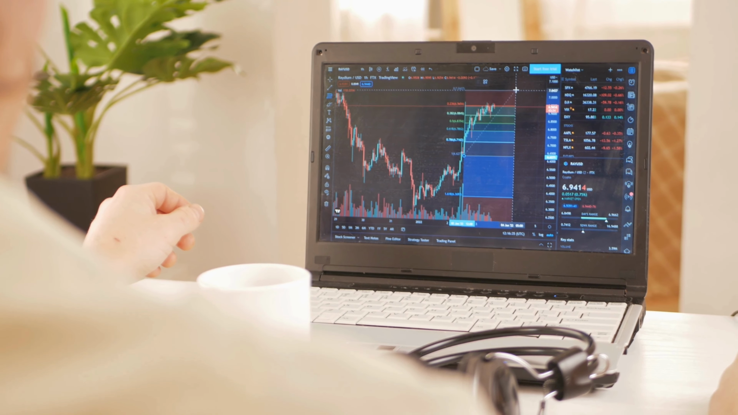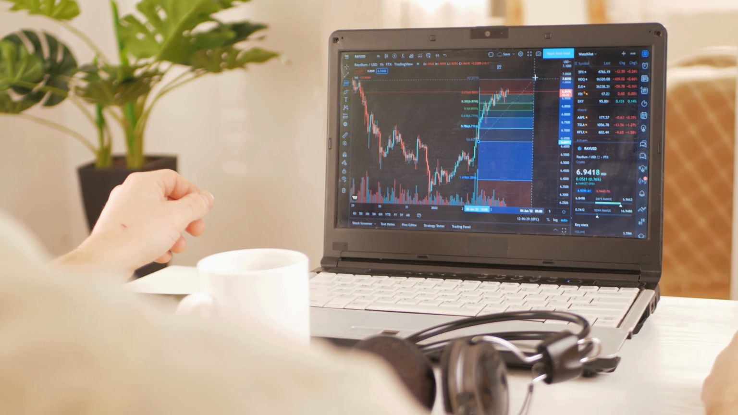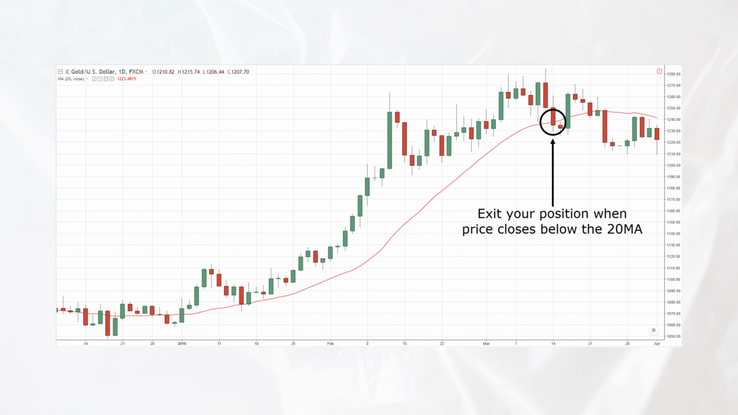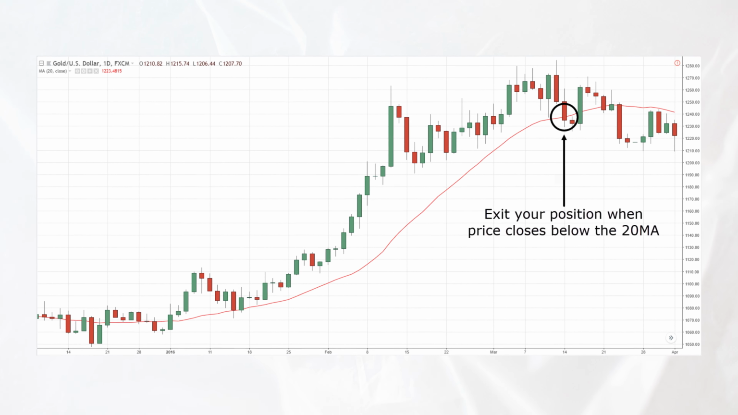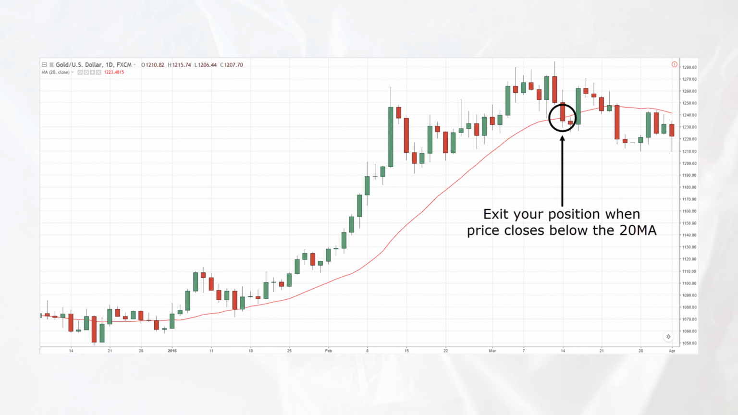If you want to ride a trend, then you can trail your stop loss as the market moves in your favor. For example, you can trail your stop loss using the 20 moving average. Here's an example. Does it make sense?